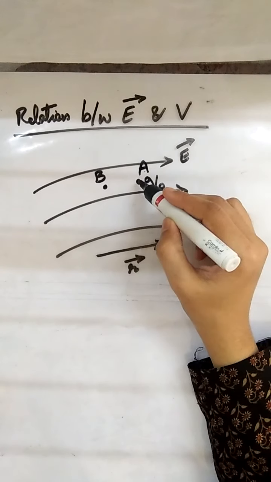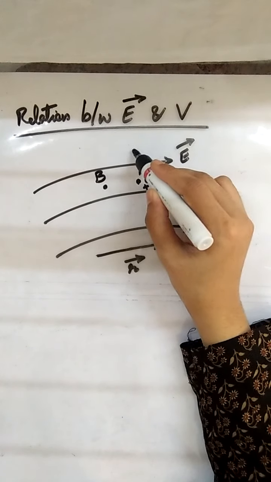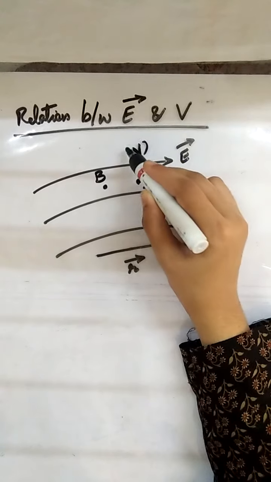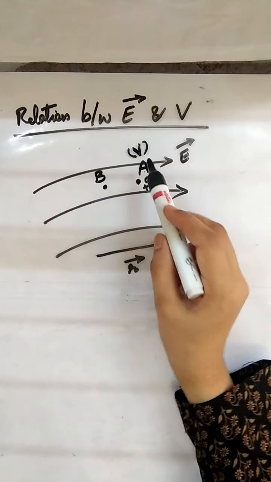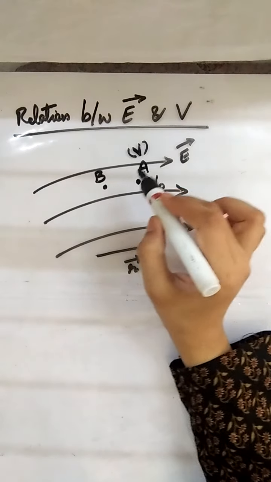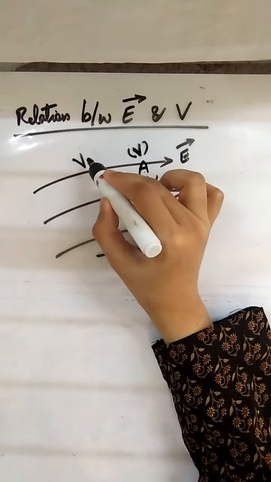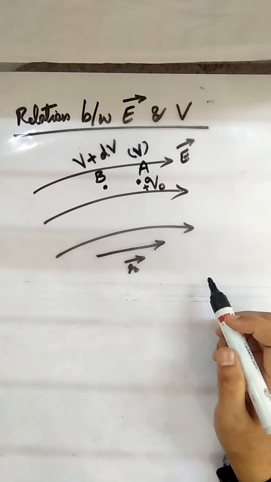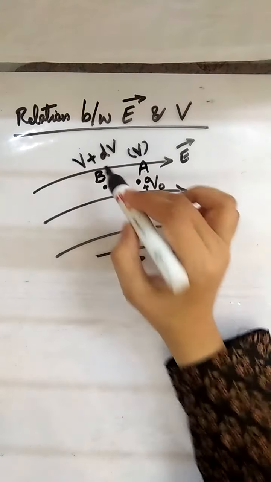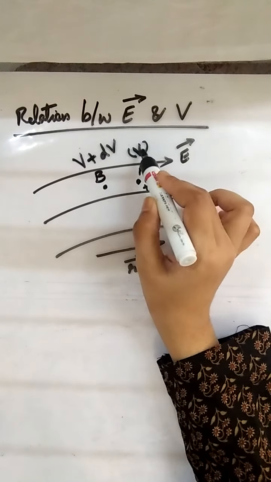Let's say potential at A is V. What do you think the potential should be at B? Should it be more than V or less than V? It should be more than V. So let me think that V plus dV is the potential at this point. Now what is dV? It's a small fraction of V.